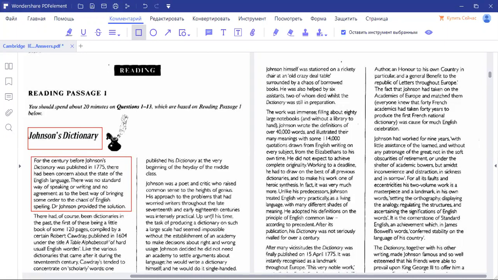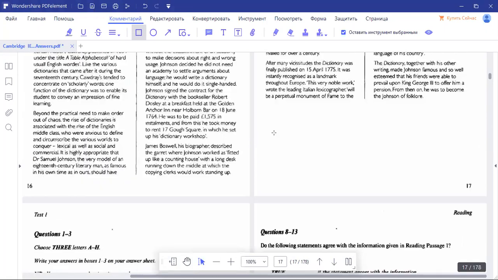But a century before Johnson's dictionary was published in 1775, there had been concern about the state of the English language. There was no standard way of speaking or writing and no agreement as to the best way of bringing some order to the chaos of English spelling. Dr. Johnson provided the solution. So this guy provided a solution since there were a lot of problems before his dictionary was released. Now we can get to the answers.